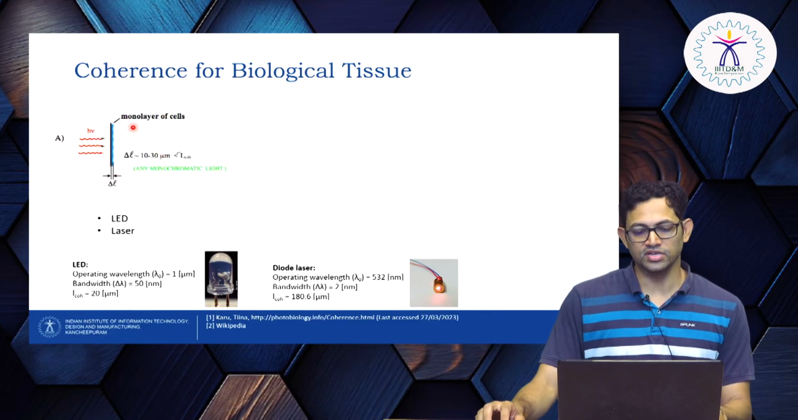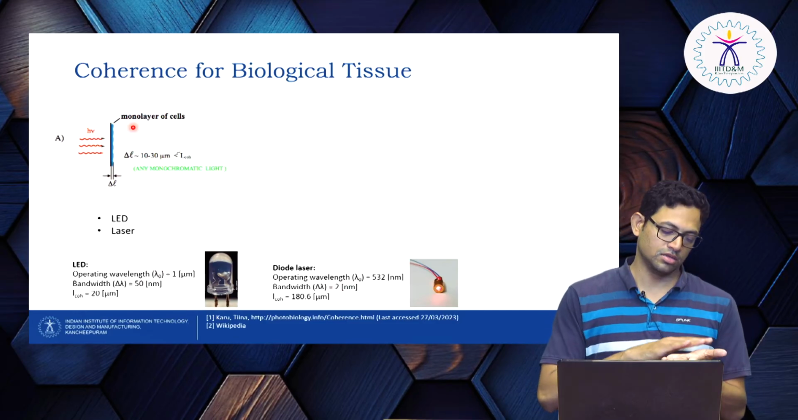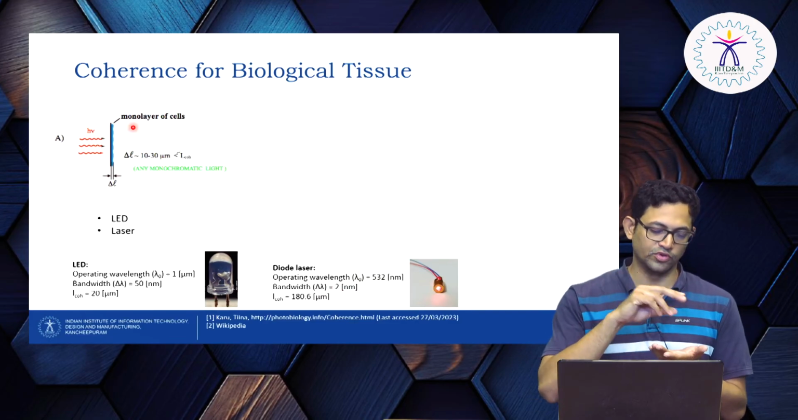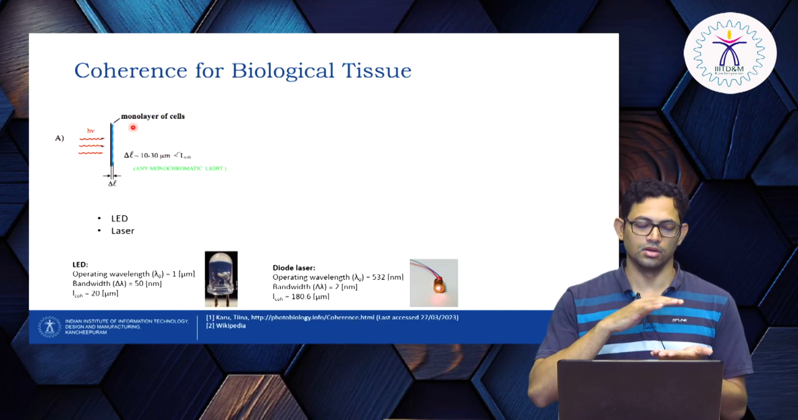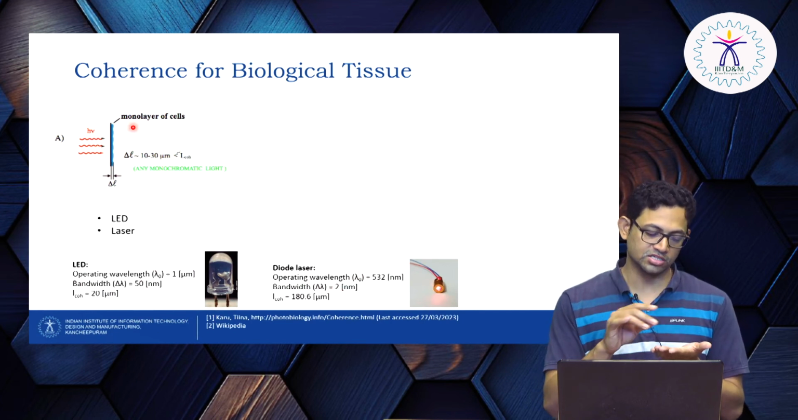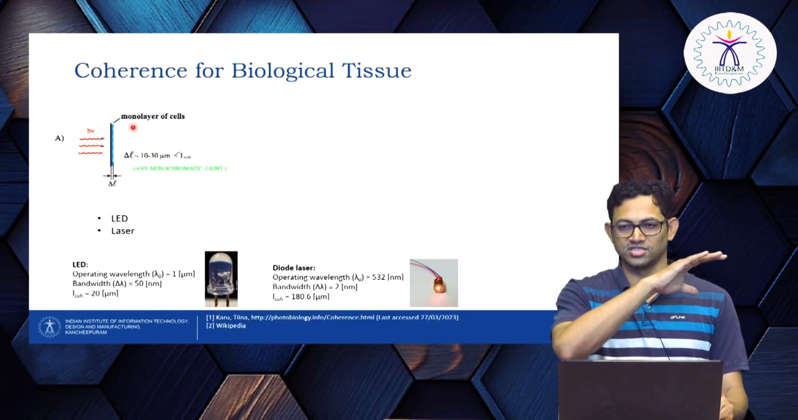The first case that we see is a monolayer of cells. We take the microscopic slide, and on that we put a few cells so that they are in a monolayer. Monolayer means they are placed one by one, stacked on the same platform.